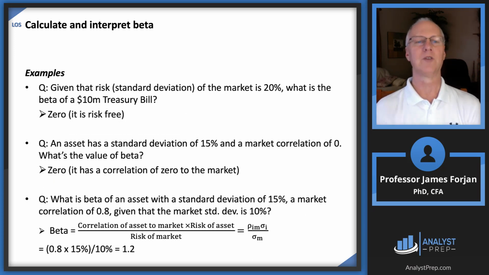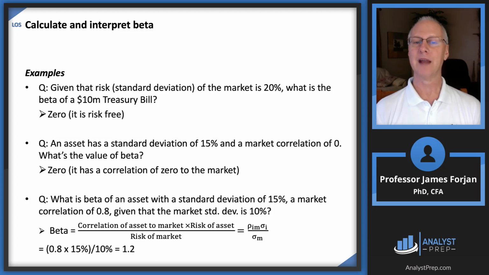How about some quick examples here? What's the beta of a $10 million treasury bill? Well, are you ready for this? What did we just talk about a few slides ago? If the standard deviation of the risk-free asset, the treasury bill, is 0, well, then its beta has to be 0. So remember, beta of the risk-free security is always 0, always 0.